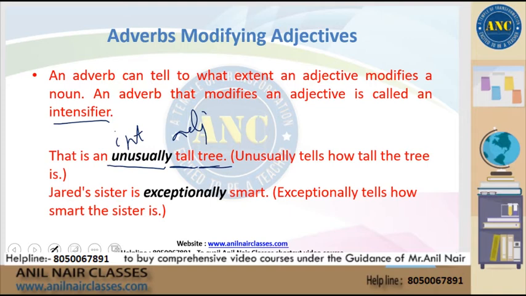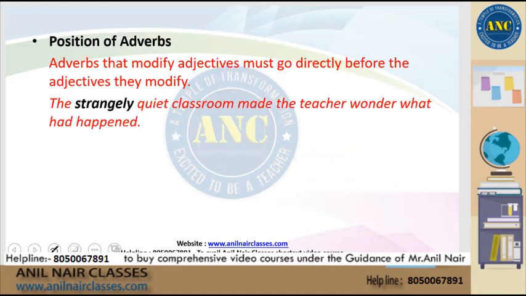That means there are trees that are tall enough, but you've never seen a tree so tall that it is unusually tall for you. So this is your intensifier. It is giving further information about the adjective. Jared's sister is exceptionally smart. Smart is your adjective. She is exceptionally smart tells you how smart the sister is. So exceptionally here is your intensifier.